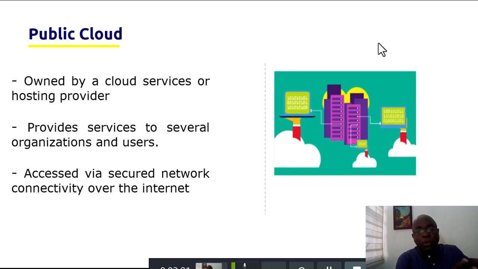a public cloud is owned by a cloud services or a hosting provider. So the one that we're learning about, and the one we're going to be using for all our demos, is Azure, owned by Microsoft. The other two popular ones are AWS and GCP, owned by Google. So I'd like you to know that a cloud services provider allows anyone that wants to use it, any organization that wants to use it, and there is no discrimination whatsoever. The services can be accessed so long as you have internet, and the network is super secured.